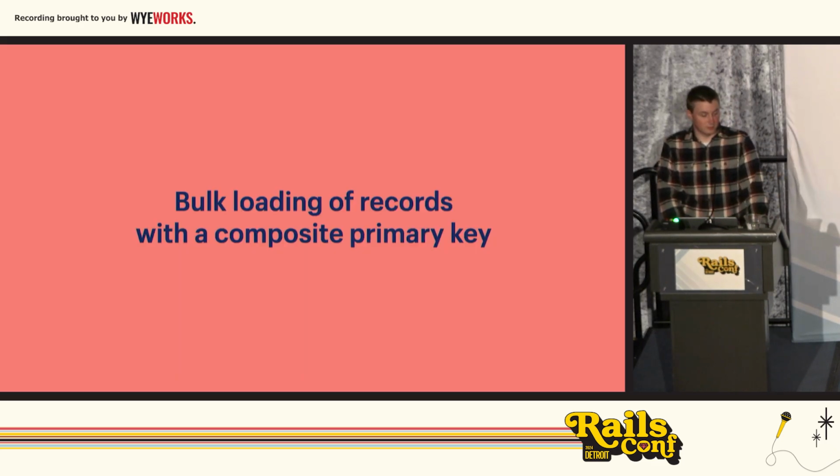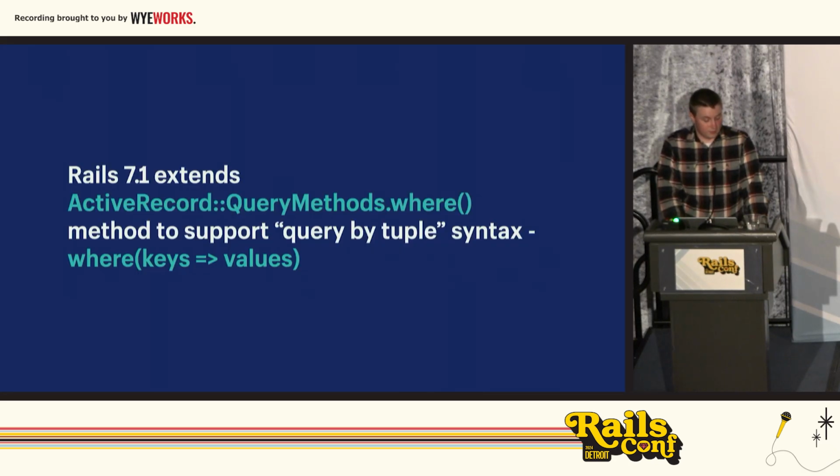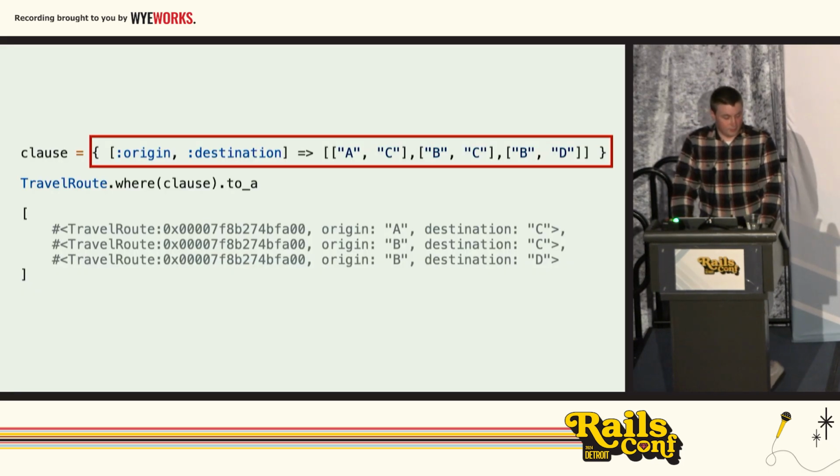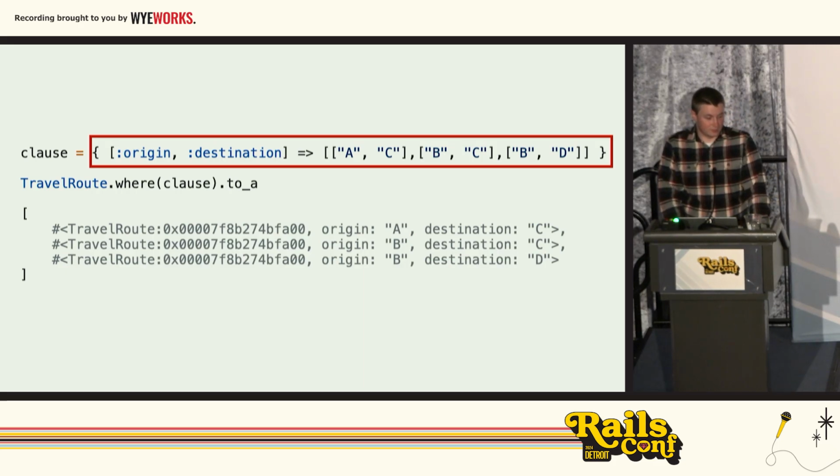Let's look at the bulk loading of records identified by composite primary keys. Rails 7.1 extends the where query method to support what we call query by tuple syntax. To query composite primary key records in bulk, you can pass a hash where the key is a set of column names and the value is an array of tuples of composite primary key values or identifiers. This structure allows us to specify multiple combinations of origins and destinations that we want to query.